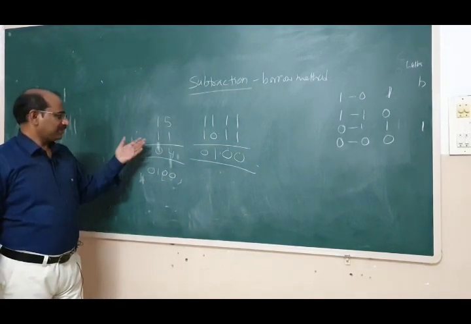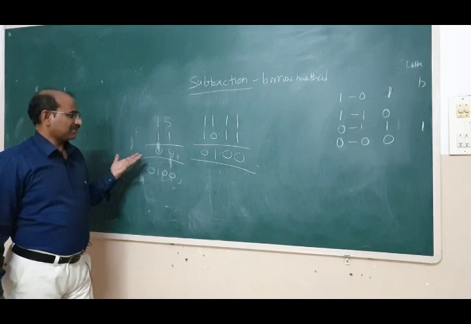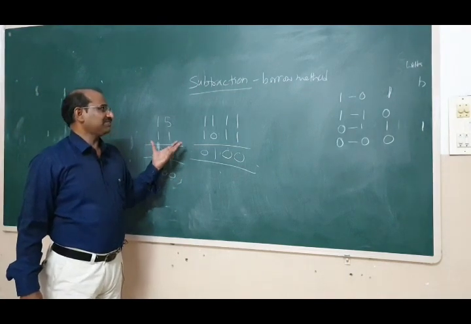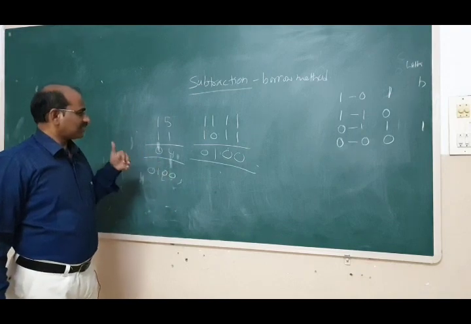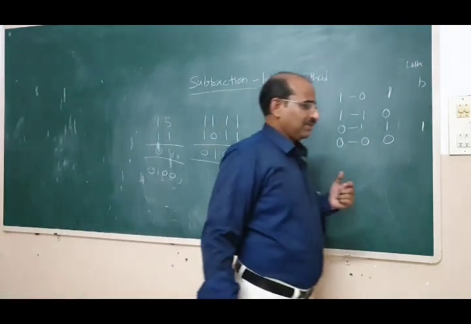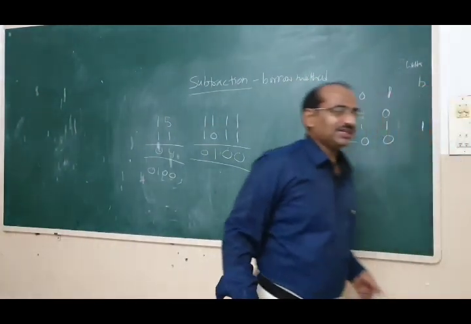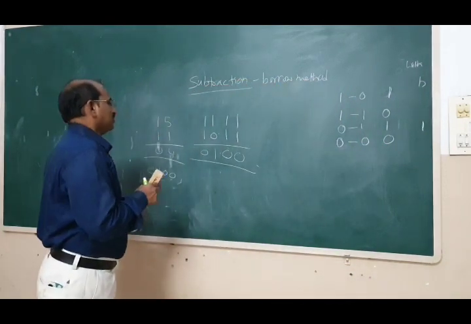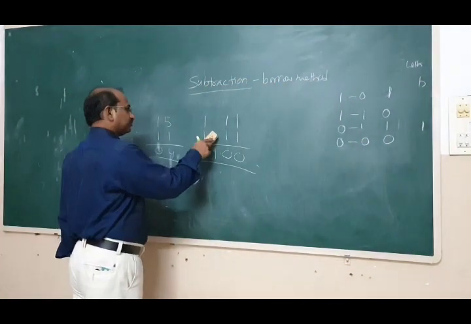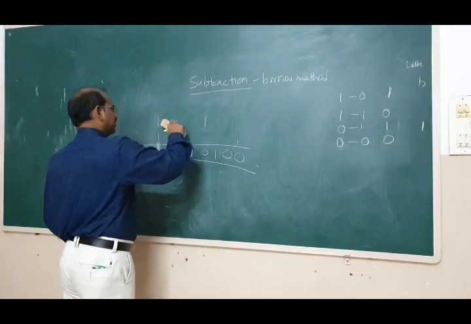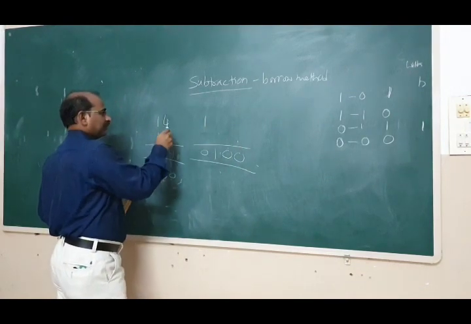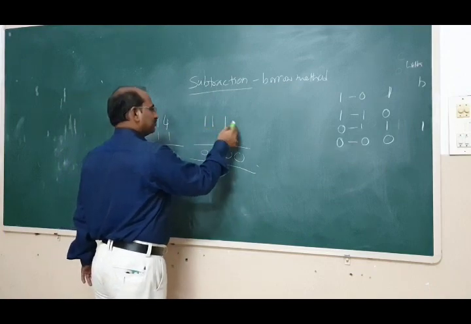Okay. Here it is not what I mean to say. Here we don't use any borrows. So this example is not good. Let us do one more example where we actually borrow from the higher digit. So for that, let us take 14.